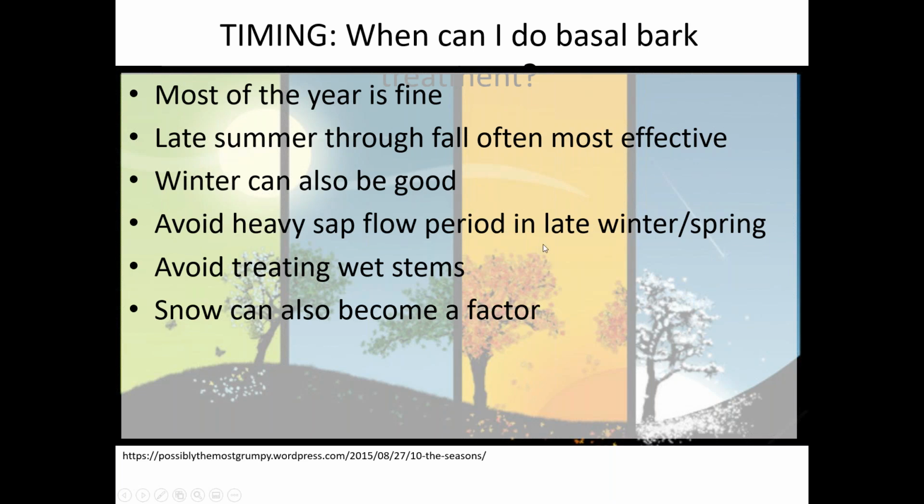We tend to avoid heavy sap flow in the late winter and early spring, and we definitely avoid treating soaking wet stems. Now, a little bit of dew in the morning, not as big of a deal. Treating right after a heavy rainstorm where all the stems are truly wet, it's going to be hard for the oil to want to move through that water to penetrate the bark. Snow can become a factor, but typically only when you're trying to really treat right down to the root collar, the ground line, with basal bark. So when you've got a couple of feet of snow out there, basal bark is going to be a problem.